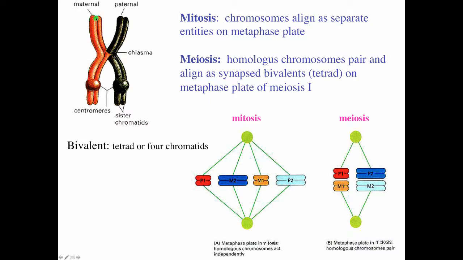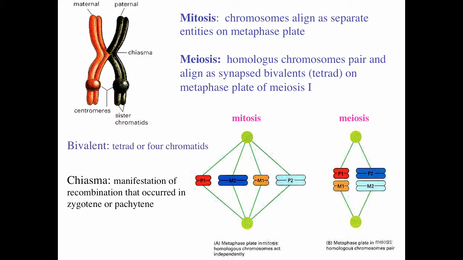So these would be the maternal chromatids, the paternal chromatids, the chiasmata, the point of crossing over between the homologous chromosomes. Chiasmata are essentially a manifestation of recombination that actually occurs in zygotene or pachytene. You don't see the chiasmata until much later in prophase 1, sort of at diplotene or diakinesis.